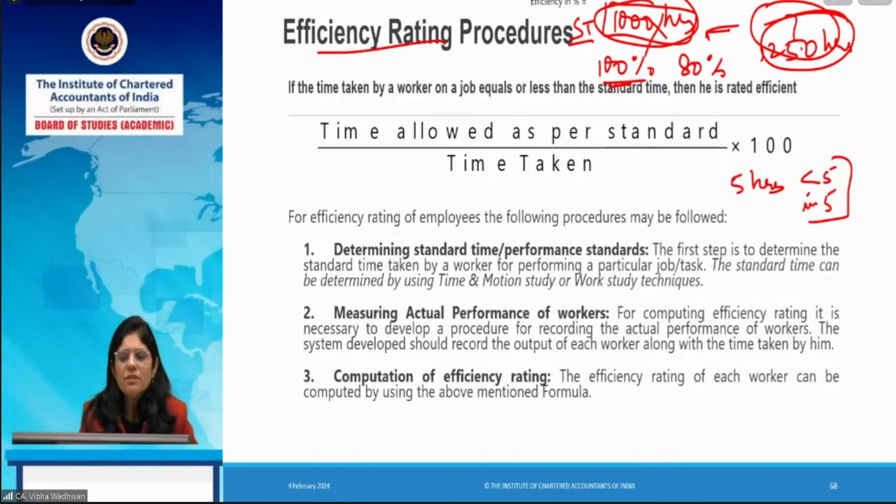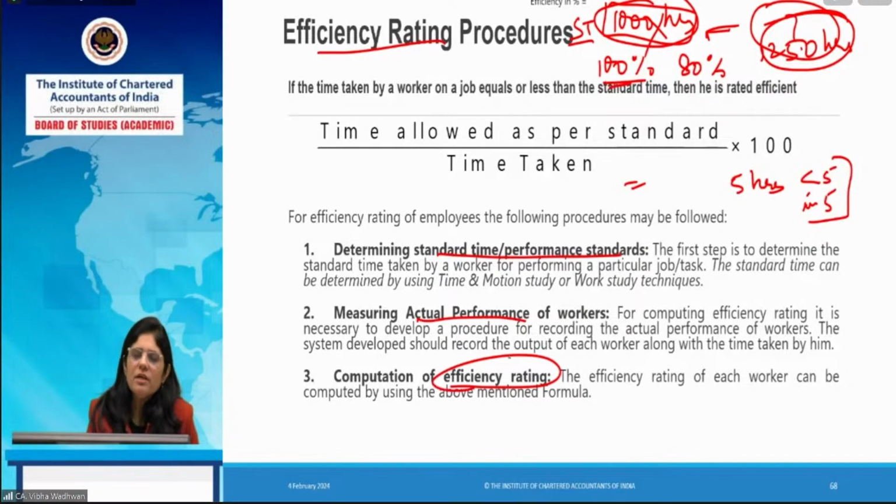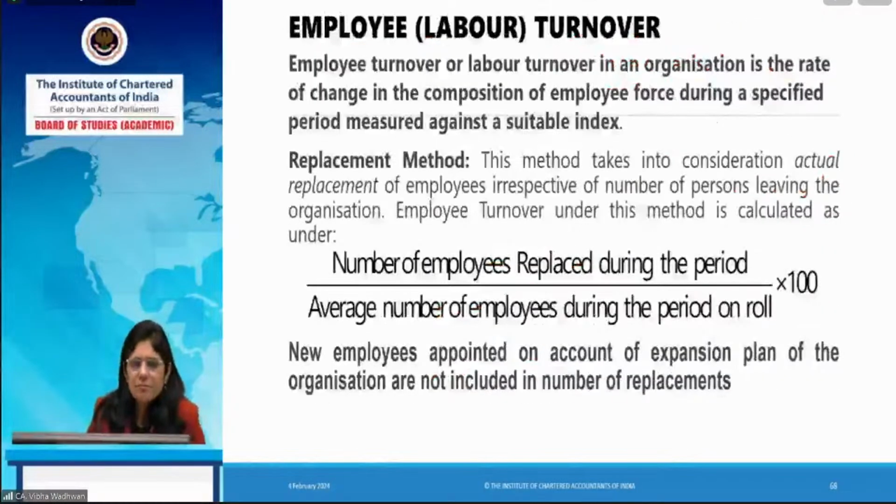Clear? So time allowed and time taken. So this is going to give you the efficiency, of course. So we determine the standard time or the performance standards. We measure the actual performance and we compute the efficiency rating. And this is the use for efficiency rating, which I have told you, to make the budgets, to make the forecast for the future, to hire the workforce accordingly. So I hope you've understood the concept.